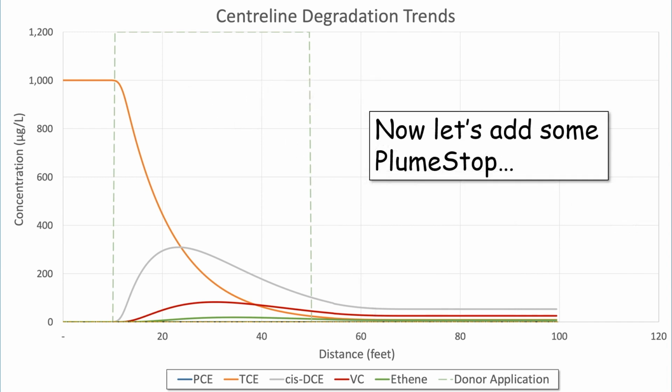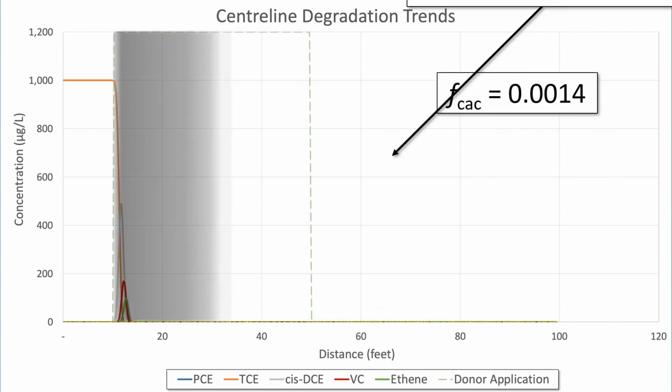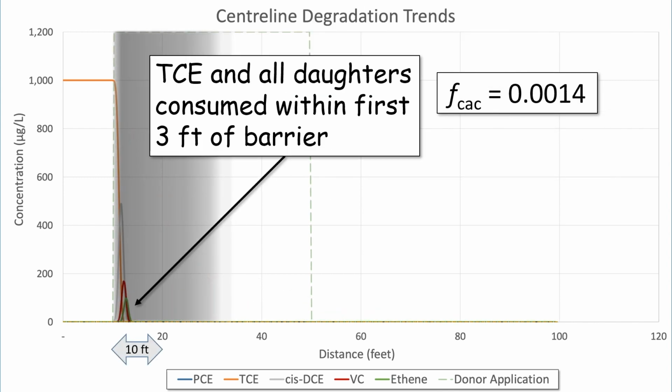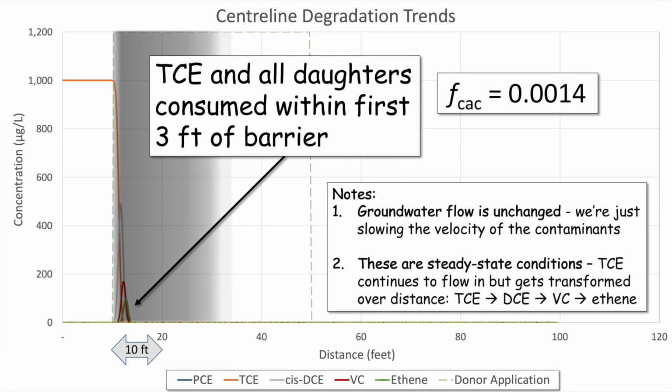Let's add some PlumeStop, and this is what we get. Here's some PlumeStop going in. It's a 20-foot barrier in this case. And what we can see is that the TCE and all the daughter products are entirely consumed within the first 3 feet of the barrier. And that's happening because we've suddenly brought an awful lot more retention time in the barrier to the flow of those contaminants, rather than flow through over a few days.